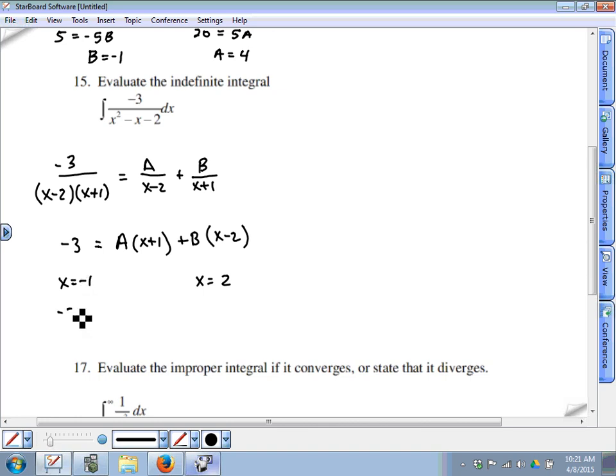When x equals negative 1, we're going to have negative 3 equals negative 3b. So b is equal to 1. Over here, when x equals 2, we're going to have negative 3 equals 3a. So a equals negative 1. So the partial fractions are negative 1 over x minus 2 plus 1 over x plus 1.